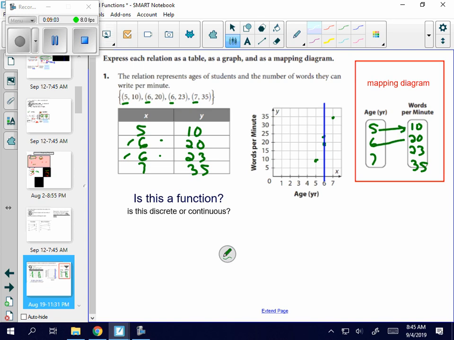6 goes to 20 and to 23. That is okay. No, that's not okay. That's what makes it not a function. So we can even circle on our paper that this is not a function. By the way, while we're at it, do you remember from before? Is this graph discrete or continuous? It's discrete because I have individual points. There's no points in between those points.